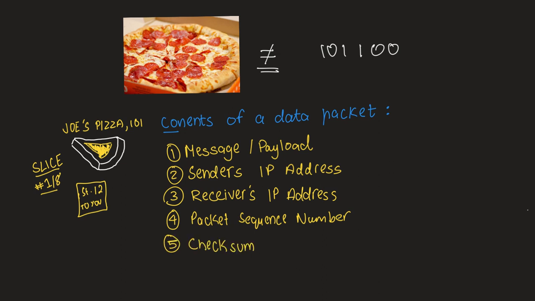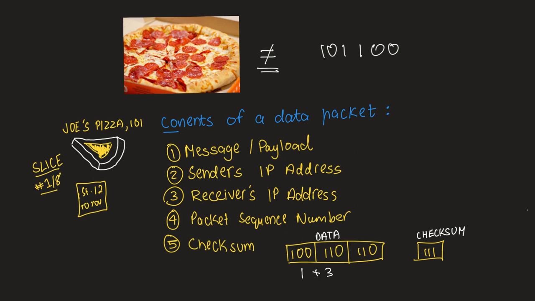This ensures the integrity of the data, that it does not have any errors during transmission. If, for example, this is our data and this is our checksum, then the sum of the data, which in this case is 1 plus 3, will be equal to the checksum, which is 7. This ensures that, based on the sum, the data has not undergone any data loss or errors.